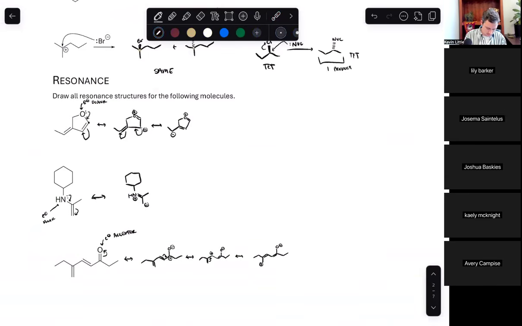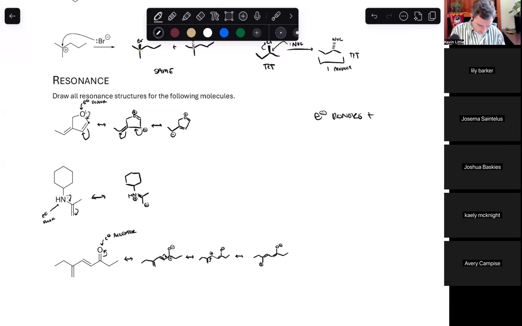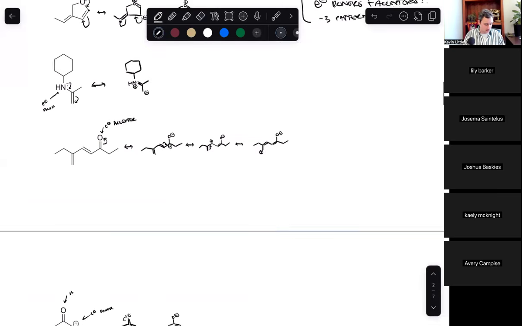Resonance. The key here is find electron donors and acceptors. That's where it starts. That's where everything begins. And then there's the three patterns. If you don't know what those are, go to that worksheet I posted. If you have anything less than a perfect score on the last quiz with resonance, you need to do that worksheet. It points you to donors, acceptors. That's the most important thing with resonance.